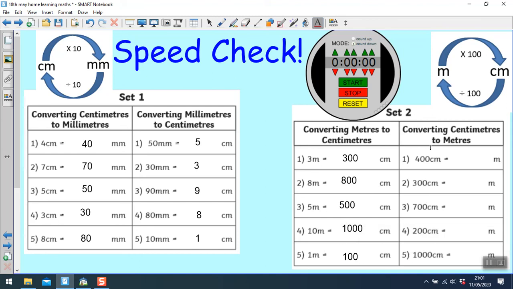And the last column, from centimetres to metres, you divide by 100. 400 divided by 100 is 4. 300 divided by 100 is 3. 700 divided by 100 is 7. 200 divided by 100 is 2. And 1000 divided by 100 is 10. Well done if you got 20 out of 20.